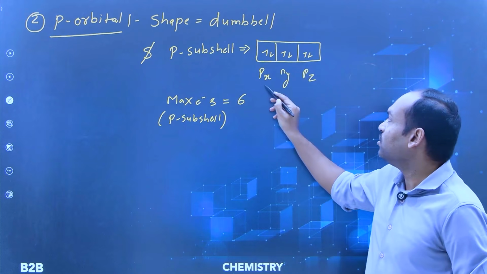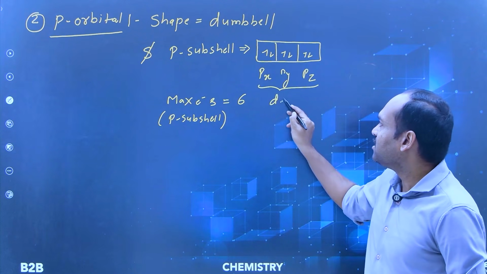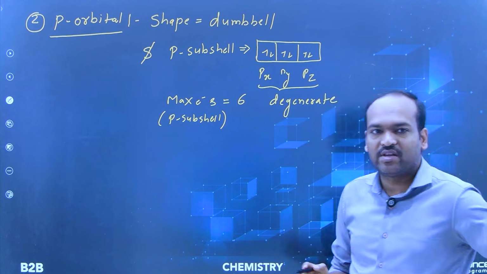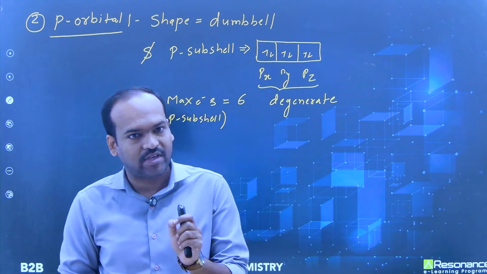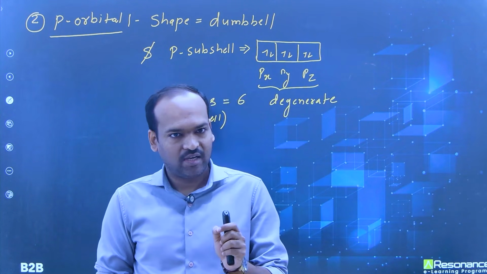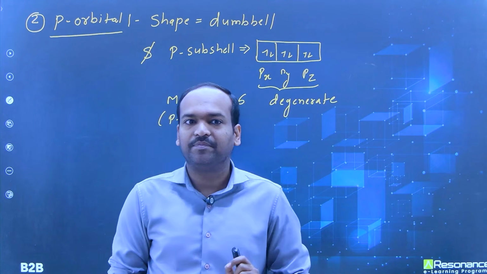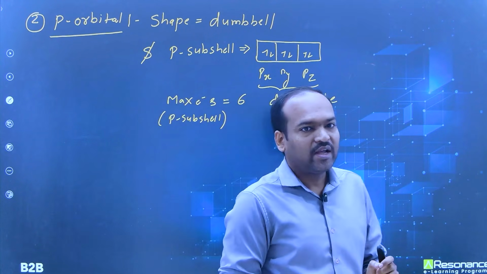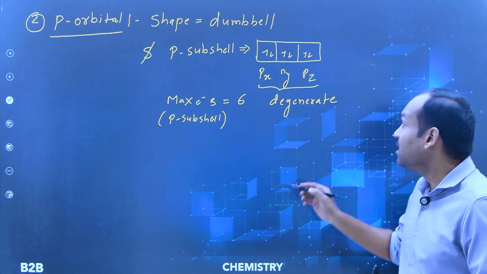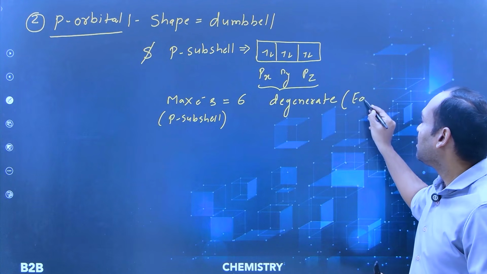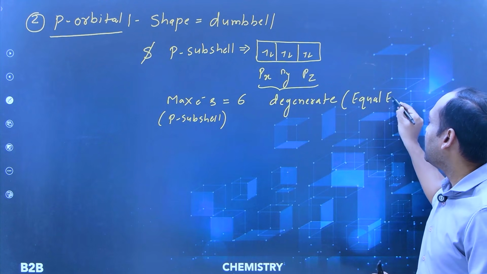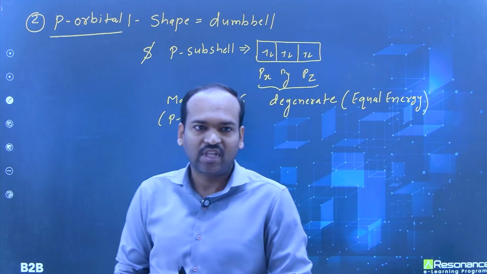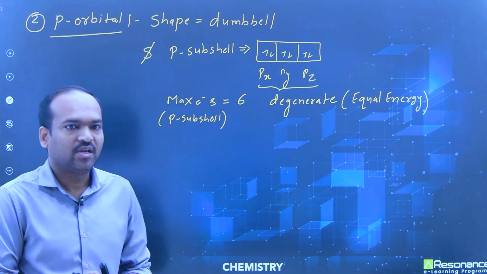These orbitals are known as degenerate orbitals. What is the meaning of degenerate? Degenerate means the orbitals having the same shell value and the same subshell, so their energy is the same. Px, py, pz are degenerate orbitals, meaning they have equal energy.